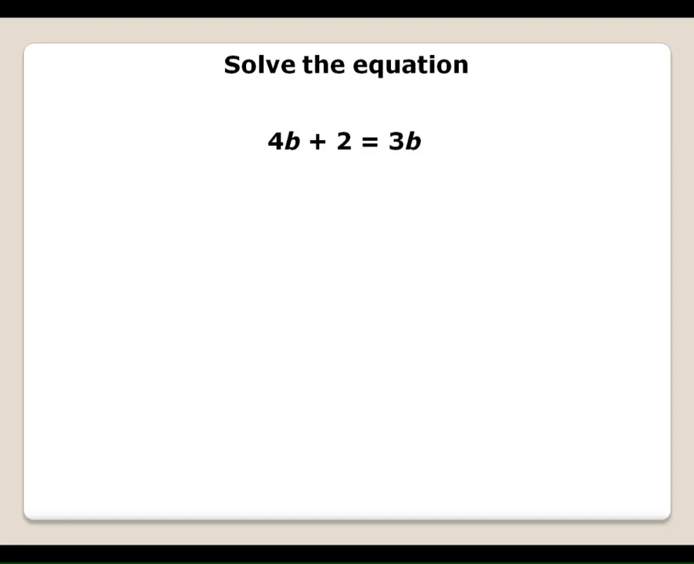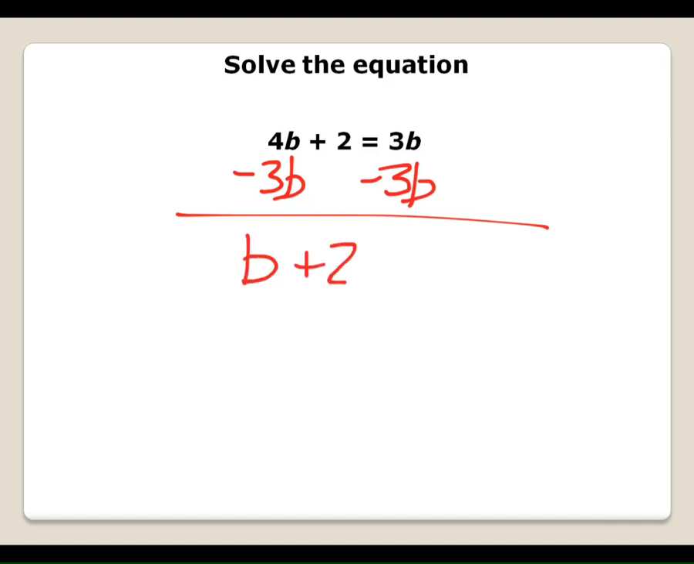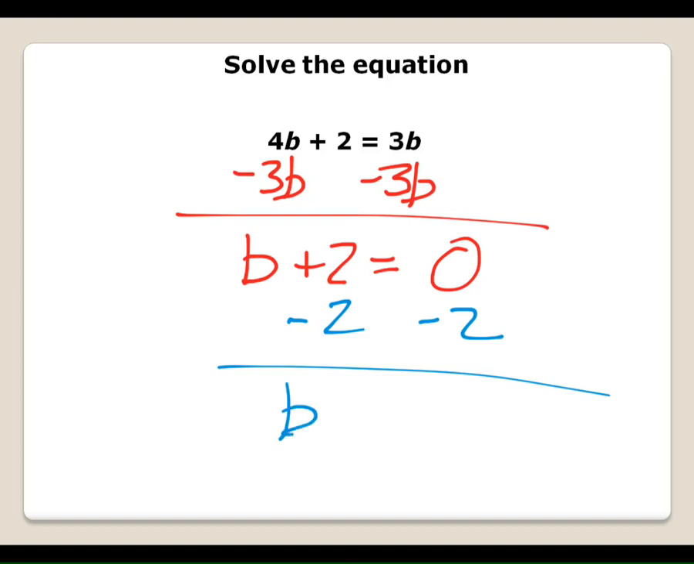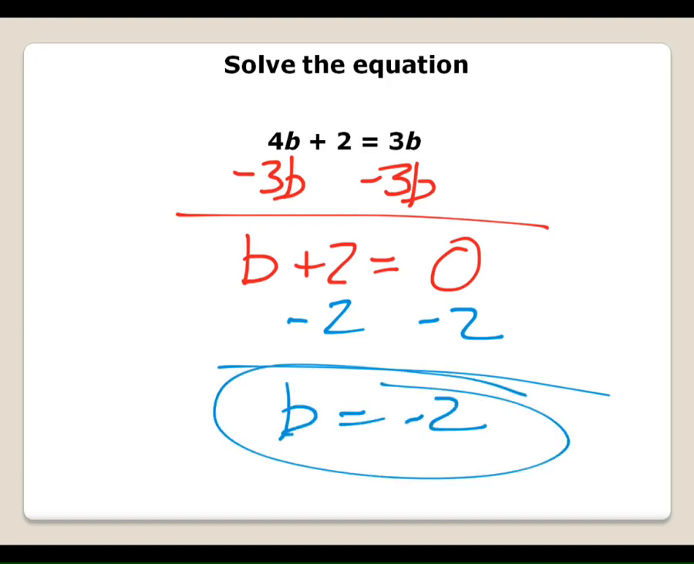So let's move that 3b to the other side. Since it's a positive 3b, I need to subtract it. So I subtract 3b here, subtract 3b here. 4b, take away 3b, I'm left with just 1b plus 2 equals, well, what's left on the right-hand side? Yeah, 0, right? So I need to write 0. Okay? Finally, to solve for b, I need to undo that addition. So I just subtract 2, b equals negative 2. Okay?